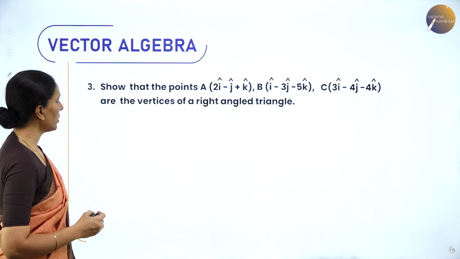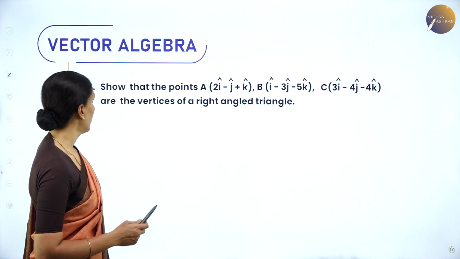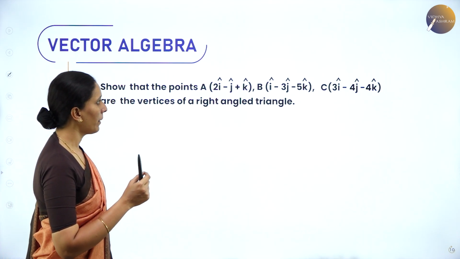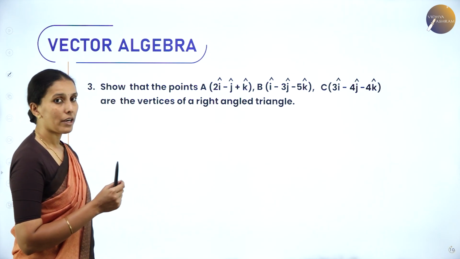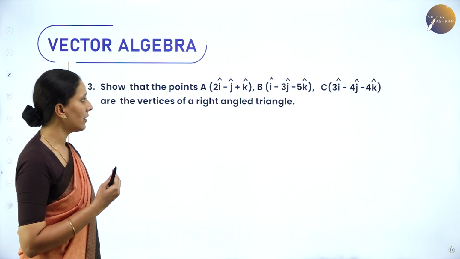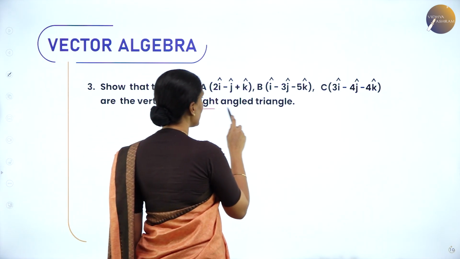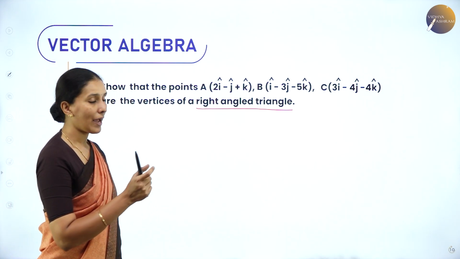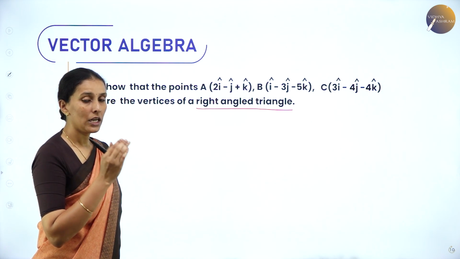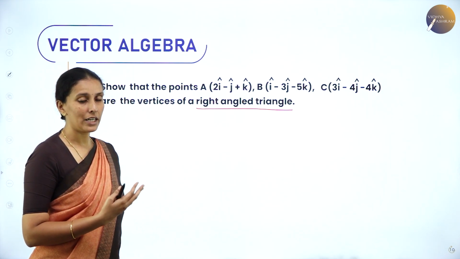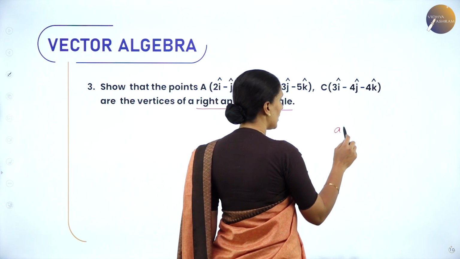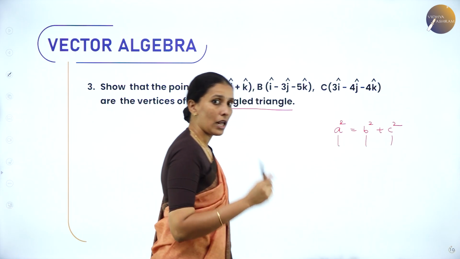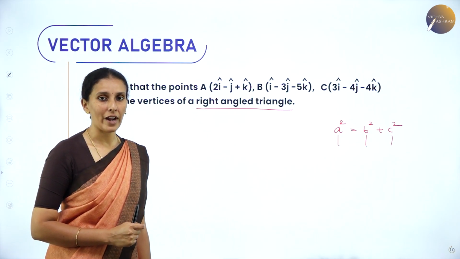Next question. Show that the points A, B, C are the vertices of a right angle triangle. The position vectors of points A, B, C are given in vector form. If they form a right angle triangle, then they should satisfy the condition of the Pythagoras theorem. That is, the magnitudes of AB, BC and AC should satisfy the Pythagoras formula, a square is equal to b square plus c square, where a, b, c are the lengths of the sides of the right angle triangle.